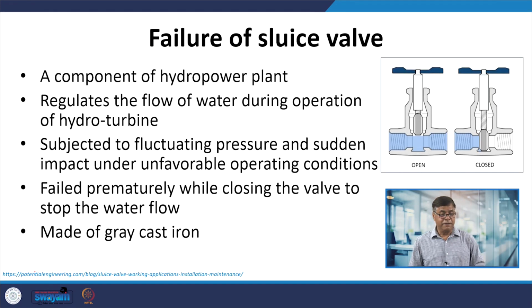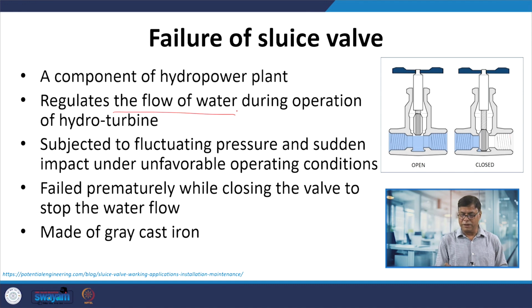So, this was just an introduction about the various types of cast iron. Now this is one particular case study related to the failure of a sluice valve, which was made of cast iron. A sluice valve is a simple component of a hydropower plant and can be used at multiple other places. The sluice valve regulates the flow of water during the operation of the hydro turbines, and during the operation it is subject to fluctuating pressure, and impact is also experienced under unfavorable operating conditions.